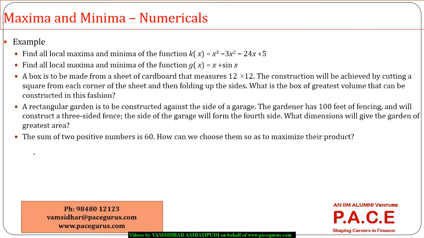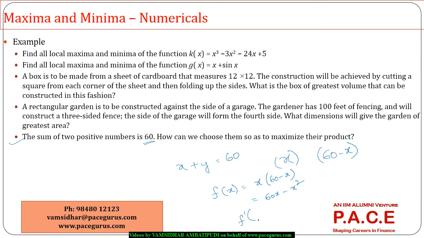Let's take another example, the last one. The sum of two positive numbers is 60. x plus y is equal to 60. How can we choose them so as to maximize their product? Okay, I want to maximize their product. So I'll say one of them is x, the other one is 60 minus x. I have to maximize this function x times 60 minus x, which is nothing but 60x minus x squared. This is the function that I have to maximize.